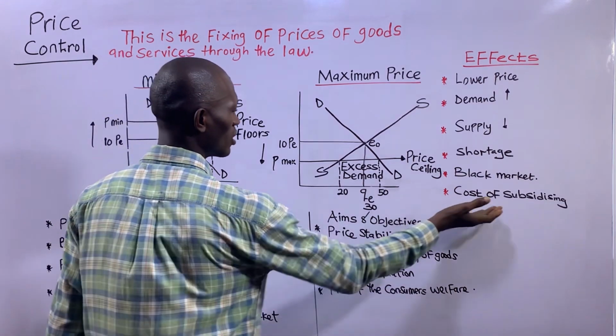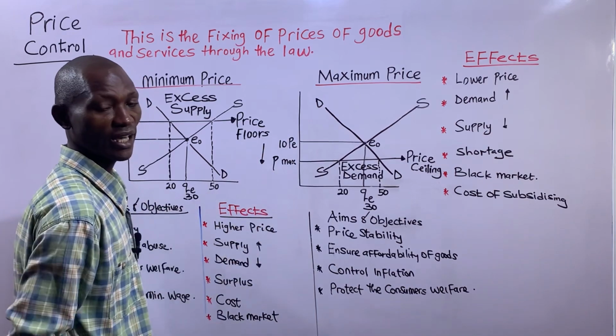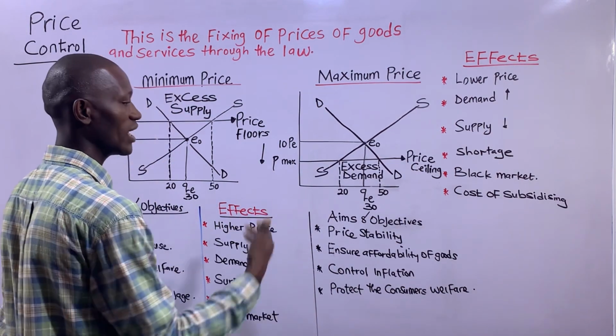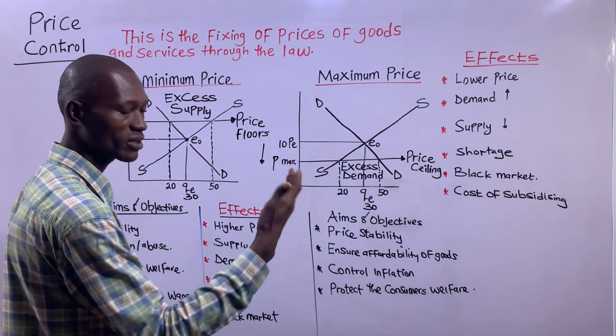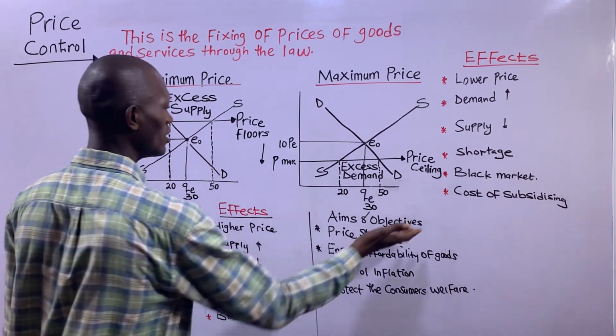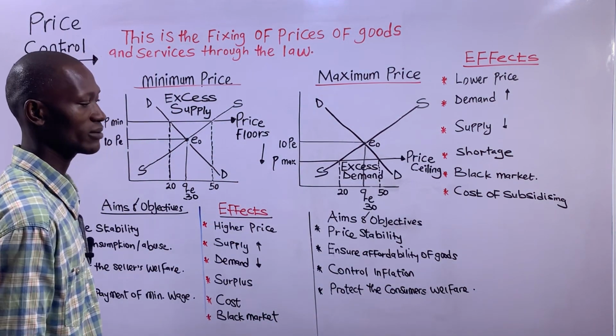So the opportunity cost of subsidizing in order to meet the excess demand is relatively very high as well, regarding what the money might have been divested into. So these are the effects of maximum price legislation.